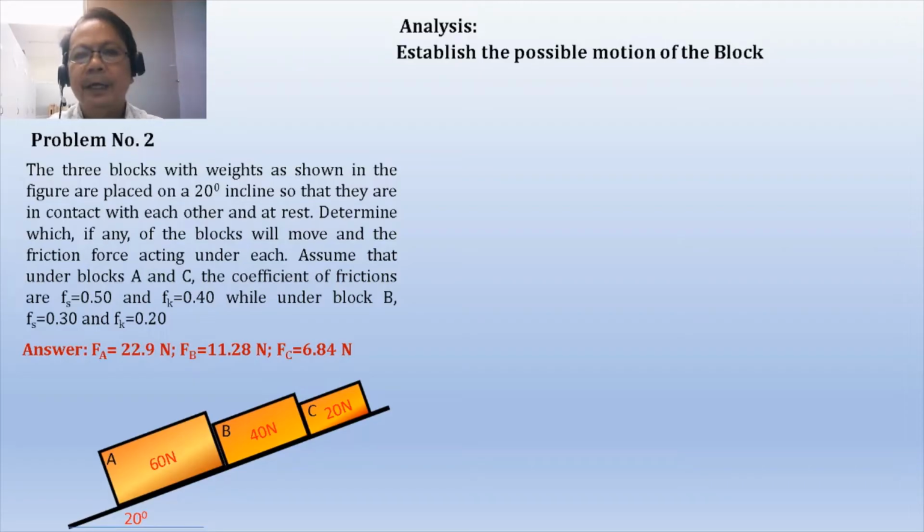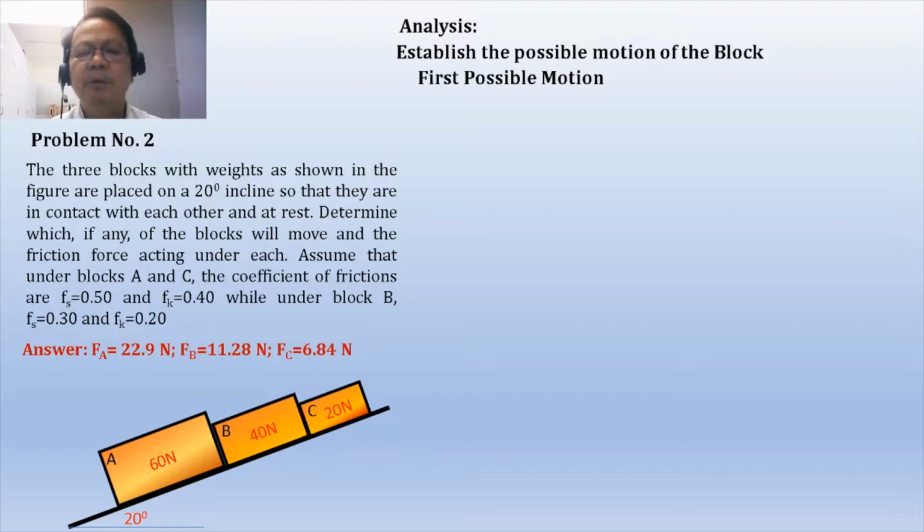Ngayon, gawa natin ng analysis itong ating problem. Sa una natin dapat ma-establish ay ano ba yung motion meron sa blocks. So, kinakailangan makita natin muna dito kung ano yung mga possible motions. And let us analyze one by one.